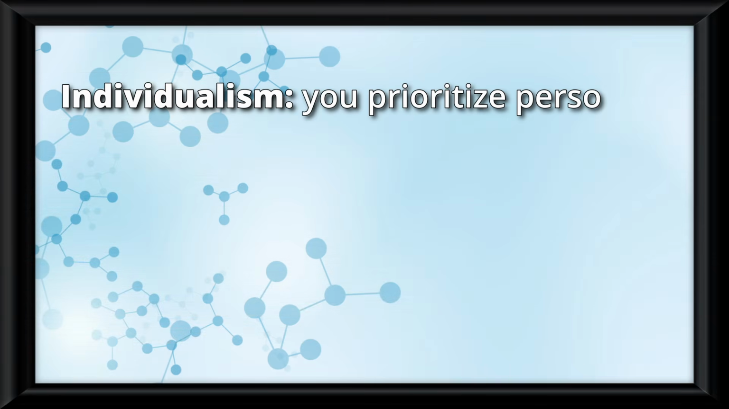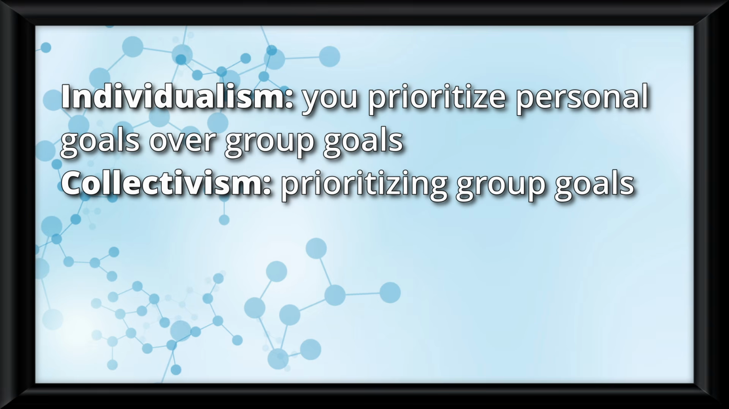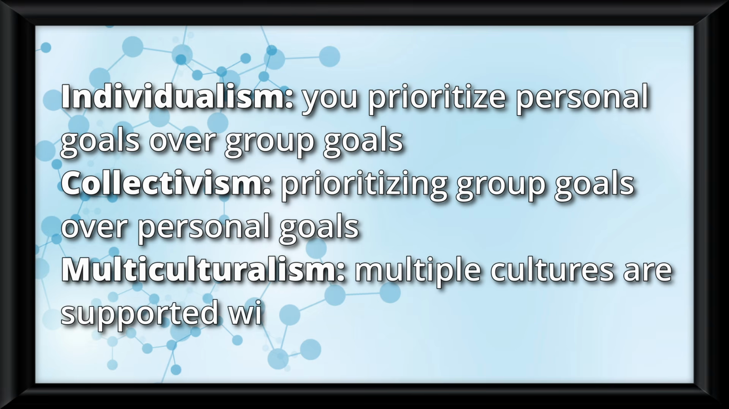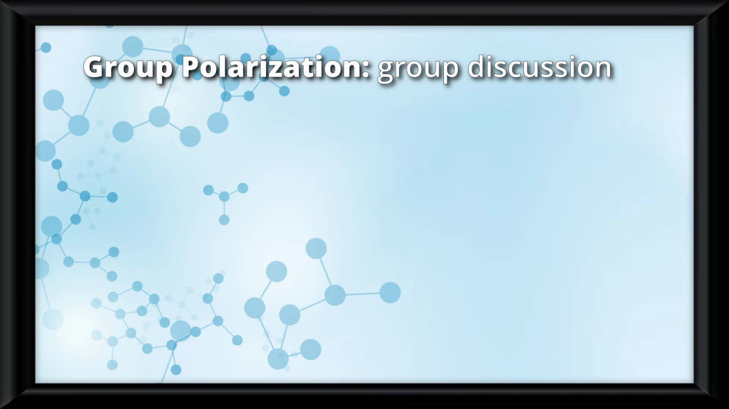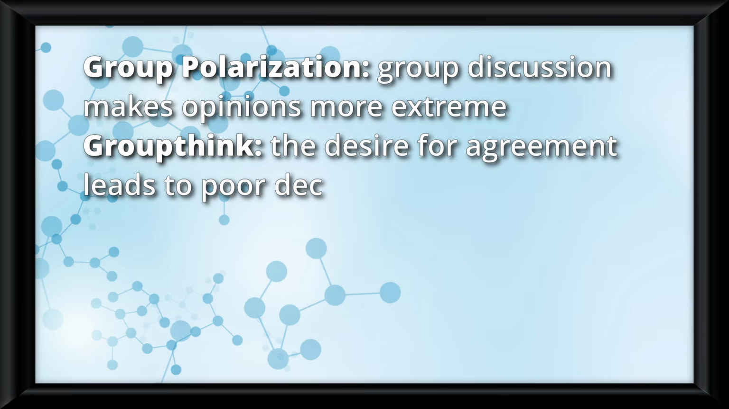Individualism means when you prioritize personal goals over group goals. On the other hand, collectivism is prioritizing group goals over personal goals. And multiculturalism is when multiple cultures are supported within one society. If you are a member of a group, some phenomena you might see are group polarization, meaning when group discussion makes opinions more extreme. Groupthink is when the desire for agreement leads to poor decisions.